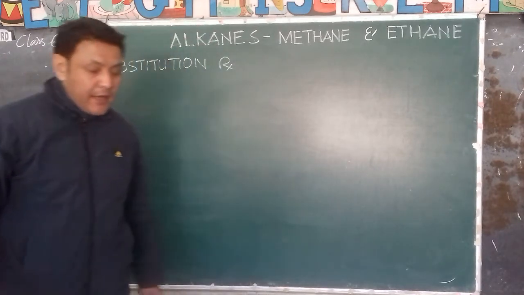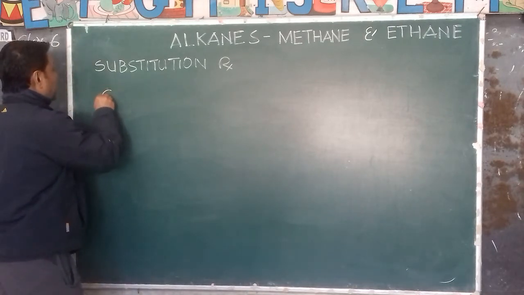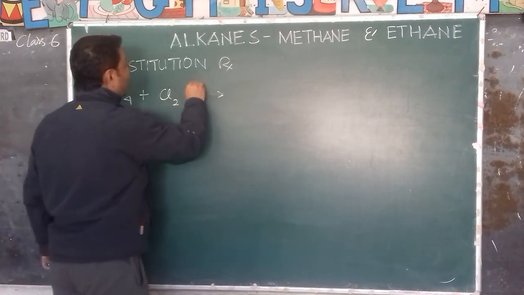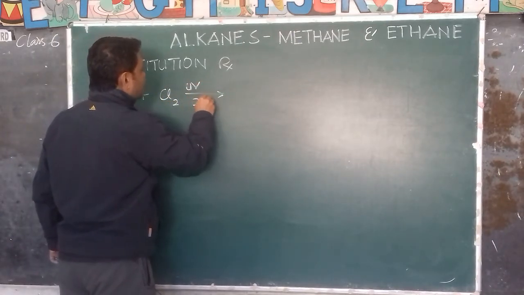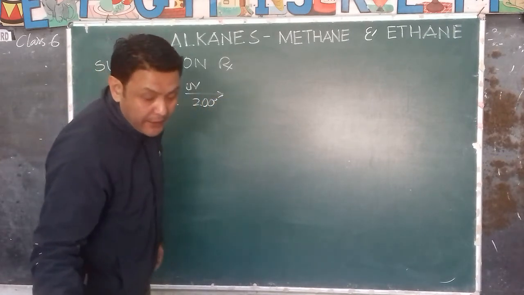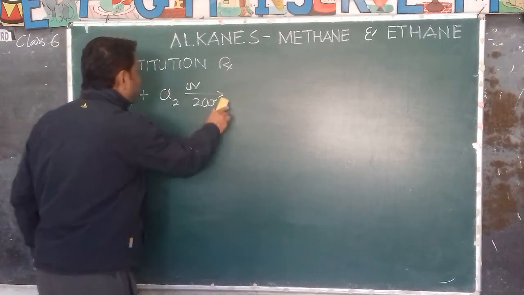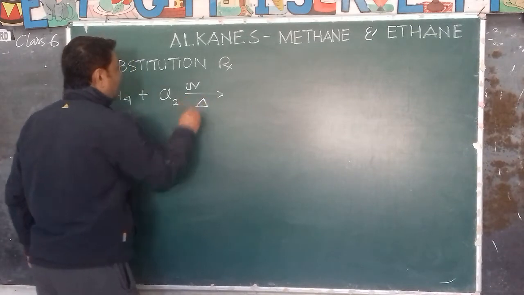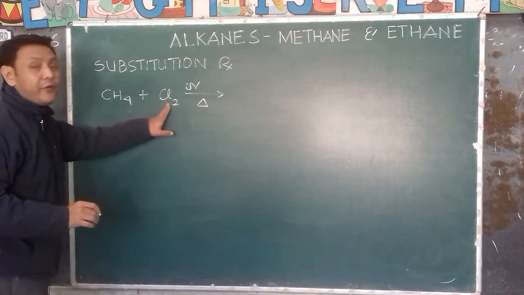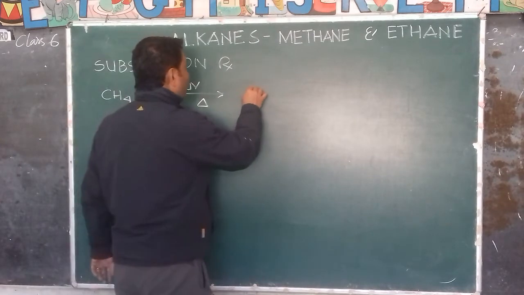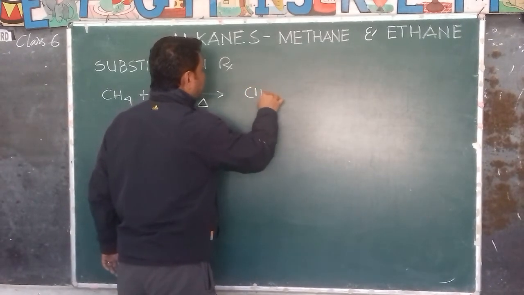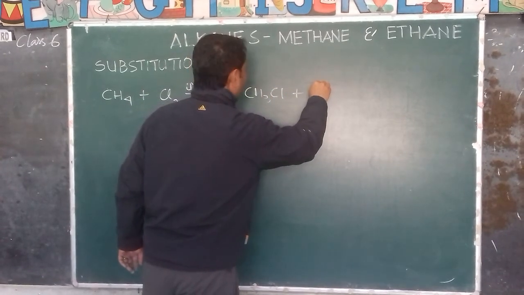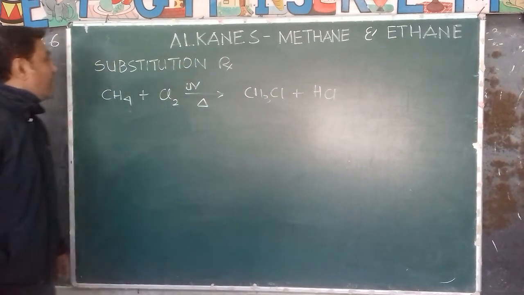So when methane CH4 reacts with chlorine in the presence of ultraviolet radiation, or when we heat it up to around 200 degrees Celsius, then methane will react with chlorine to form methyl chloride, CH3Cl, plus HCl. This is called a substitution reaction.